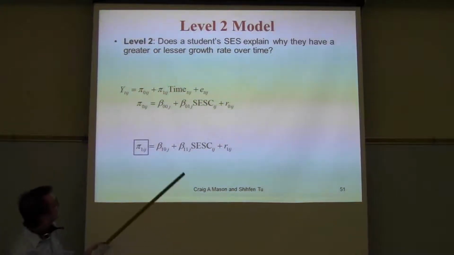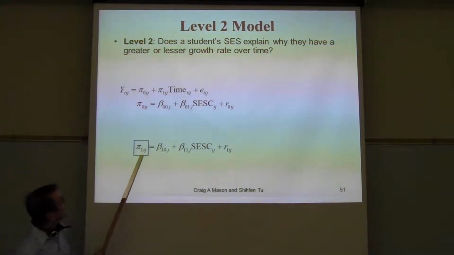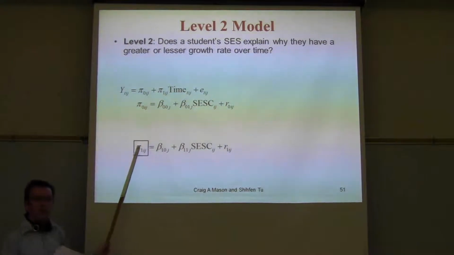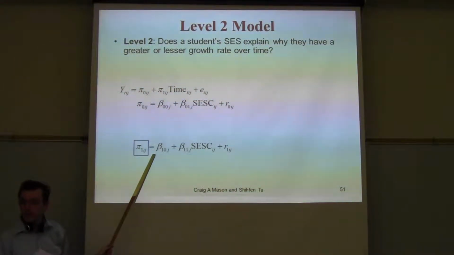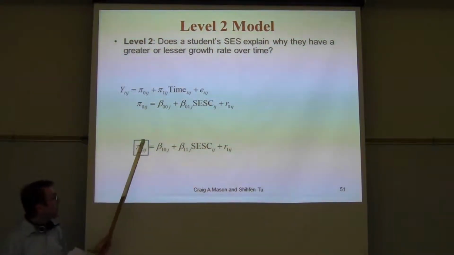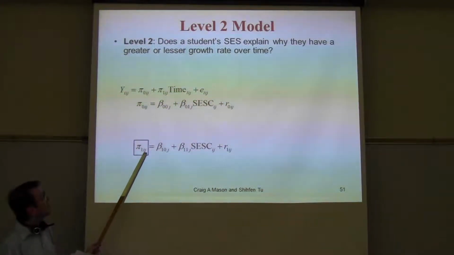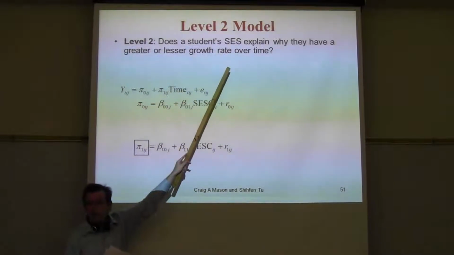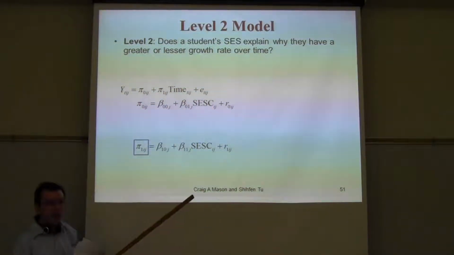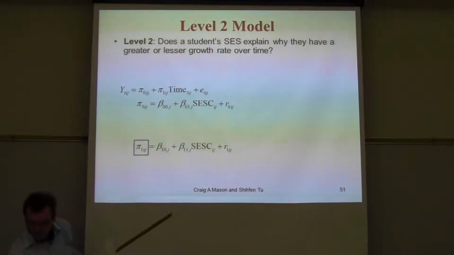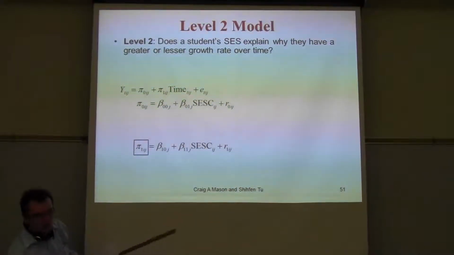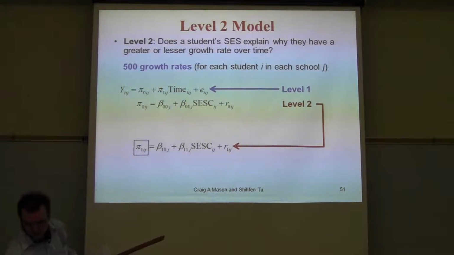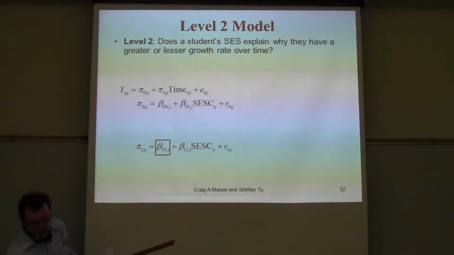So here we go again. Pi 1 ij. We've got 500 slopes, one for each kid. So that's our outcome, and we're going to say pi 1 ij. But what we mean is, in our head, we're going to think growth rate. We write pi 1 ij, but we think growth rate. When you do your interpretation, you would write growth rate. Okay, so we've got those 500 growth rates.